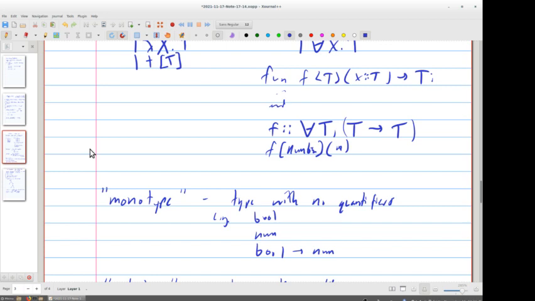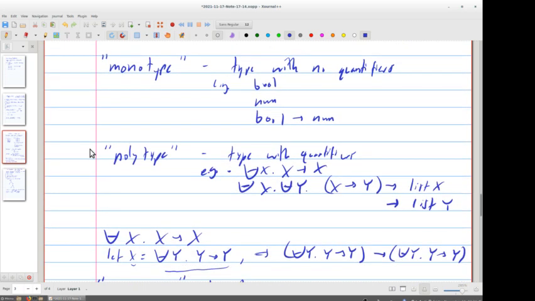We had a couple of words here that we used. We say a monotype is a type that doesn't have any quantifiers. Here are some example monotypes. Then there are polytypes, polymorphic types, which are types that do contain quantifiers. There's some detail about where the quantifiers appear. A special case of polytypes is where all the quantifiers are all the way to the left. That's called prenex.